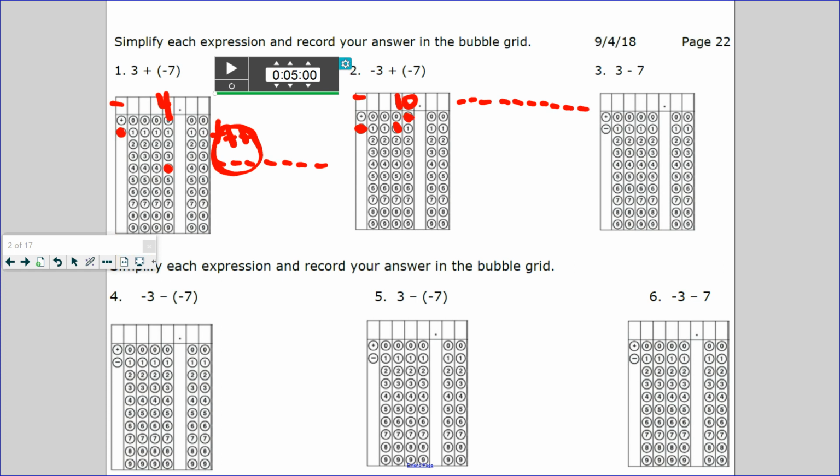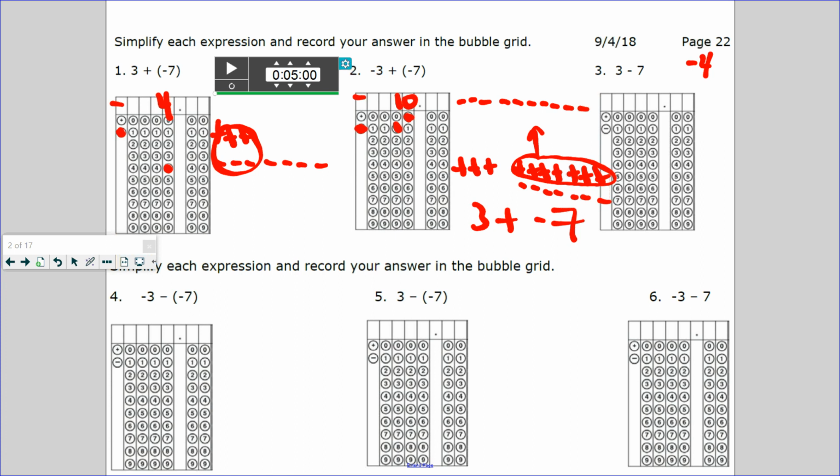Next one, number 3. 3 take away 7. Let's see if I do this in my head. If I am 3 spaces, I take away 7 spaces, so I'm going backward. I think the answer is -4. Let's do it with modeling. So I start with 3 positive. How can I take away 7 from this without changing this value? So let me draw 0 pairs, 7 sets of 0 pairs. So I take away the 7. 3 plus -7 equals -4.